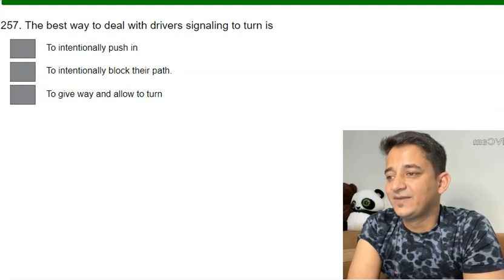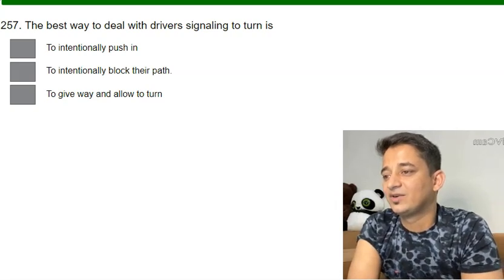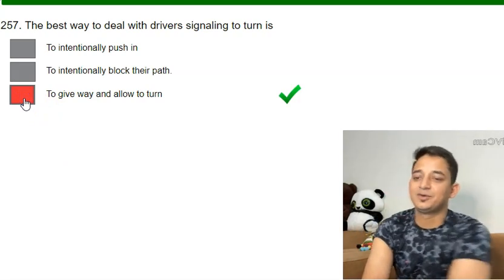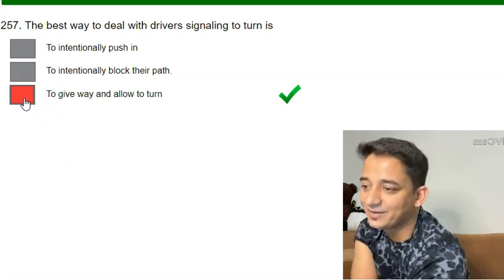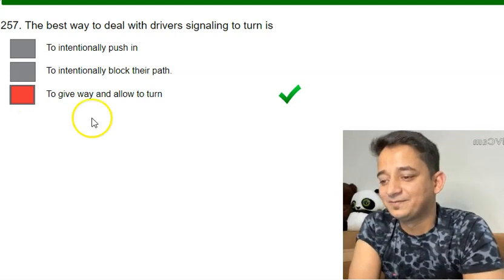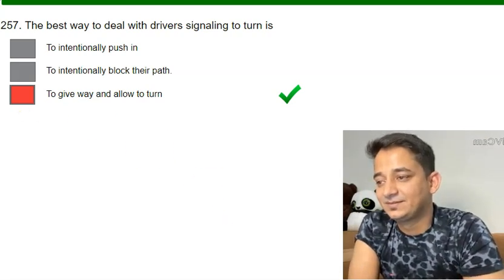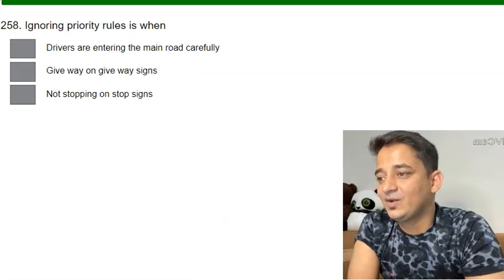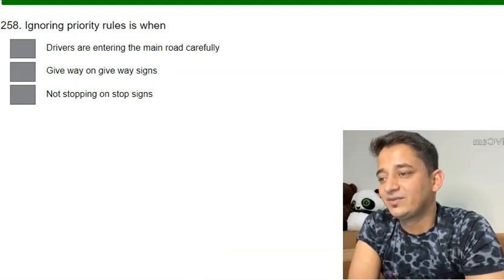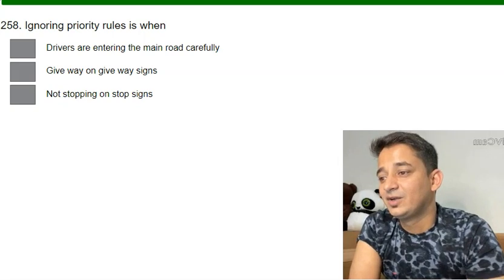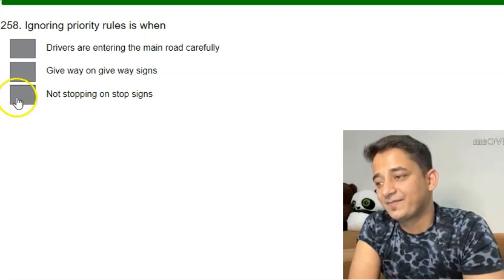The best way to deal with a driver signaling to turn is to intentionally push in, to intentionally block their path, or to give way and allow them to turn. So it's all about good behavior while driving. So you need to give way and allow them to turn. Ignoring priority rule is when drivers are entering the main road carefully, giving way on give way signs, not stopping on stop signs.